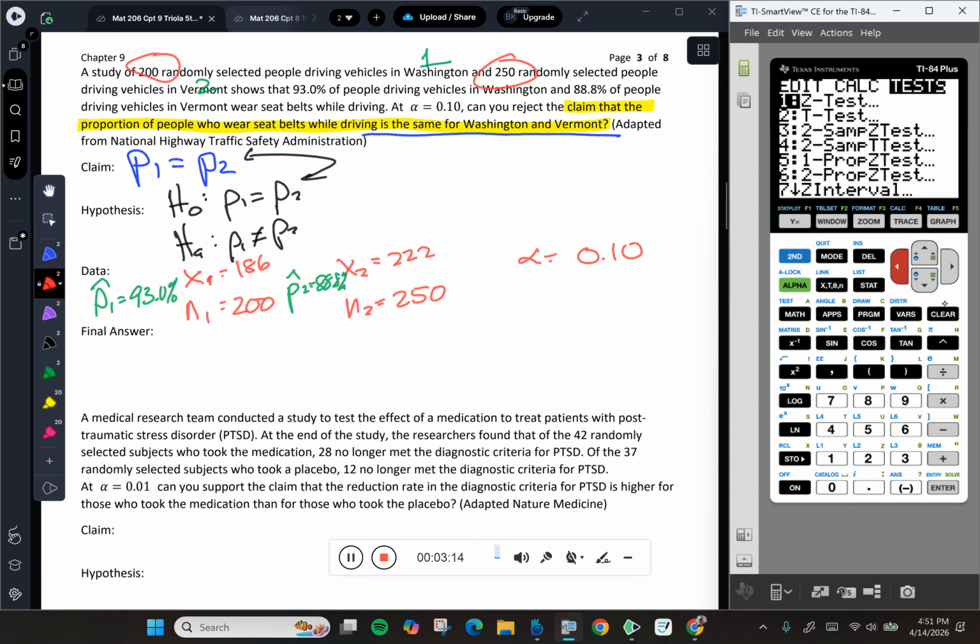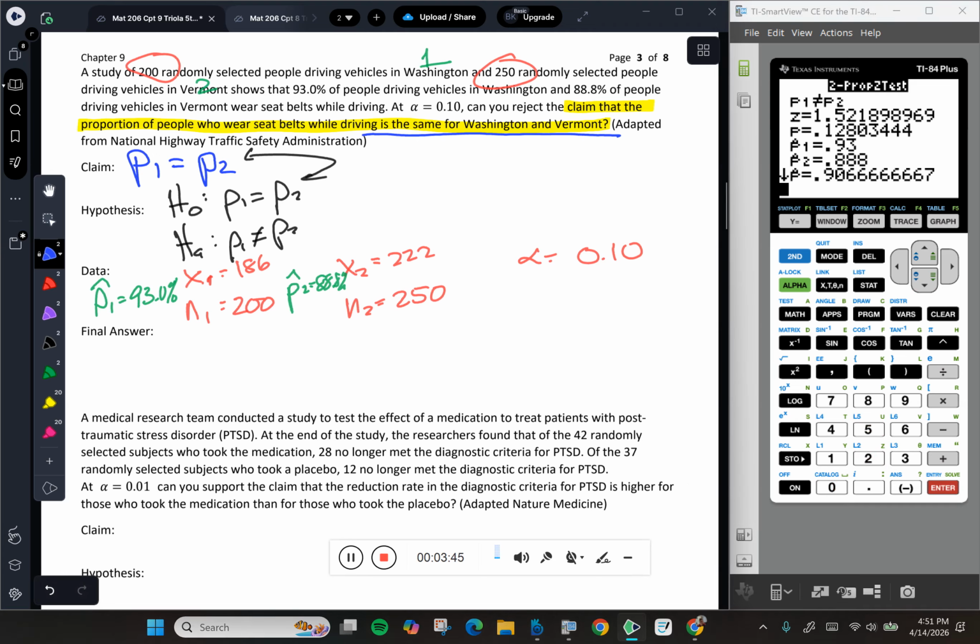So stat, test, 2 proportion z test, x1 186, n1 200, x2 222, n2 250. Alternate is there, not equal to. I'm going to calculate. My standard test statistic is 1.5, but I'm not too worried about that. I want a p-value. I get a p-value of 0.13.